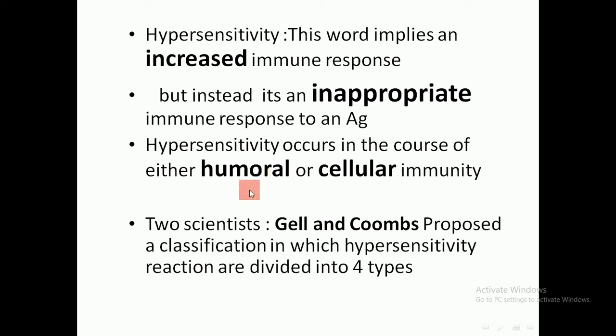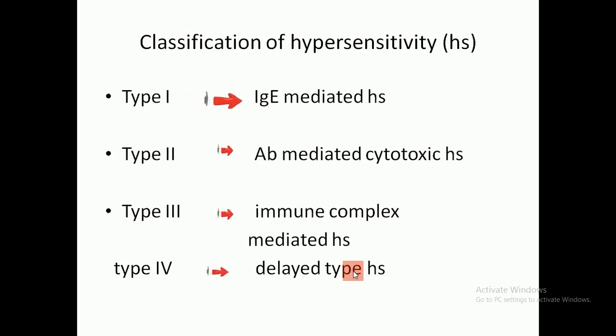Hypersensitivity occurs in the course of both humoral or cellular immunity. And the two scientists, Gell and Coombs, proposed a classification in which hypersensitivity reactions are divided into 4 types. So, type 1 hypersensitivity, which is mediated by the IgE. The important antibody in this type is IgE.